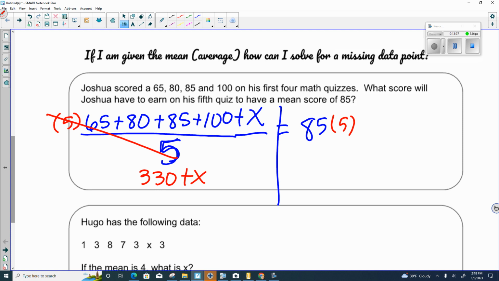I'm multiplying both sides by this 5. Looks better already, right? Multiplied both sides by 5. I added 65 and 80 and 85 and 100. And a lot of you jumped ahead and have already solved it. So Dax, what else needs to be done to solve that?